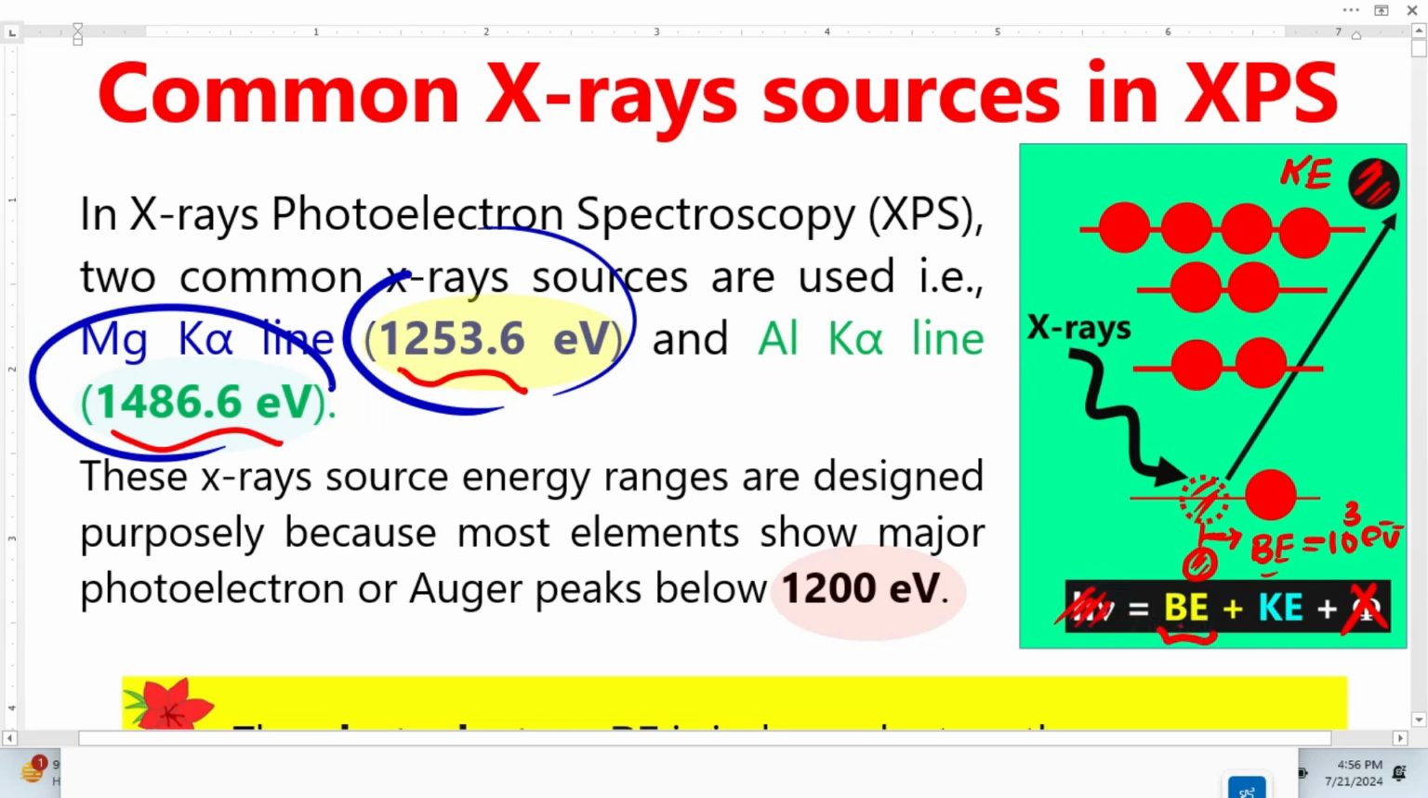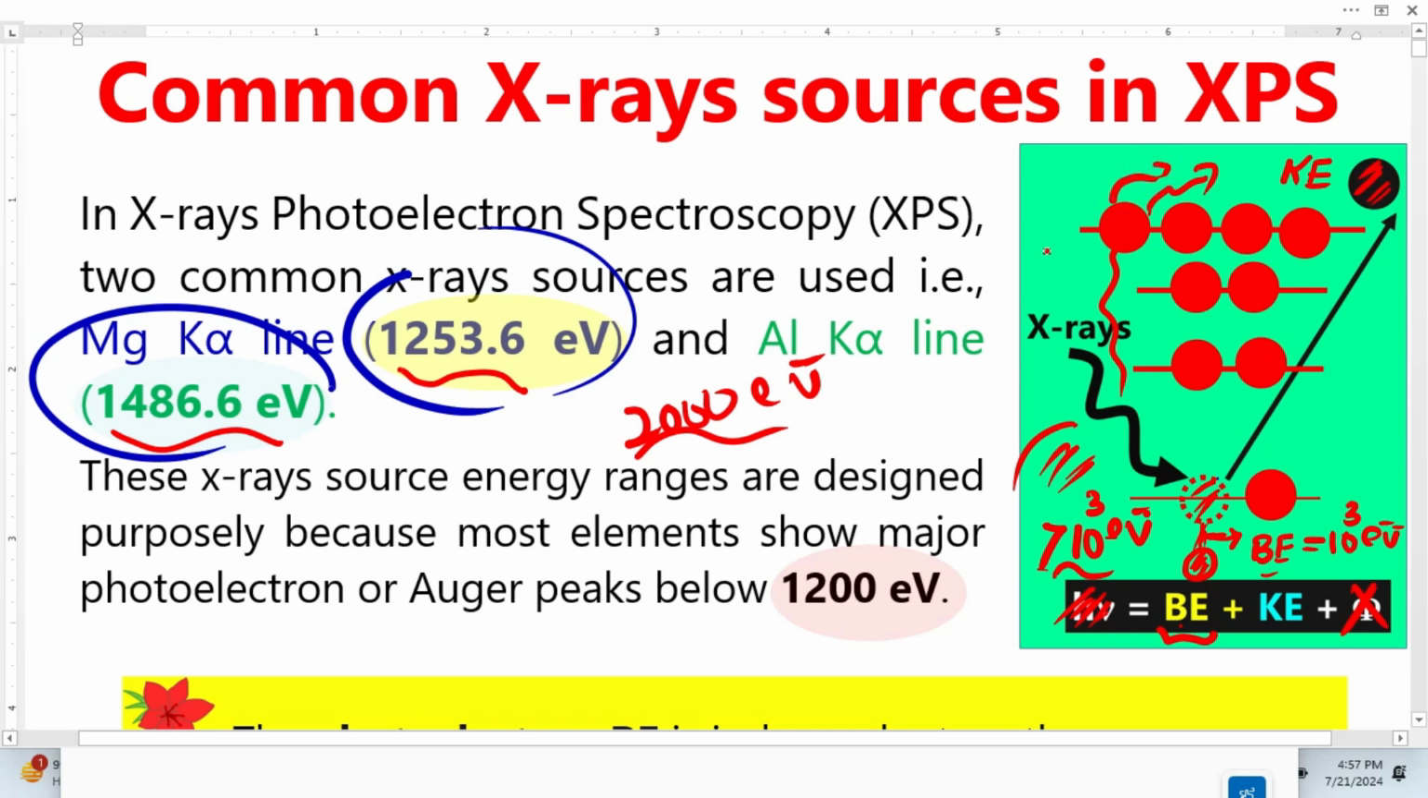Now this binding energy has nothing to do with the X-ray source. For example, we need at least an X-ray source greater than 1000 electron volts to emit this electron from the shell. So it has nothing to do with the X-ray source. If we use, for example, a 2000 electron volt X-ray source, the binding energy is still there. The binding energy is an intrinsic property, so it is not affected by changing the X-ray source. But the Auger electron binding energy depends on the X-ray source. I am not going to explain why the Auger electron binding energy is dependent on the X-ray source; that is not what I am going to answer.